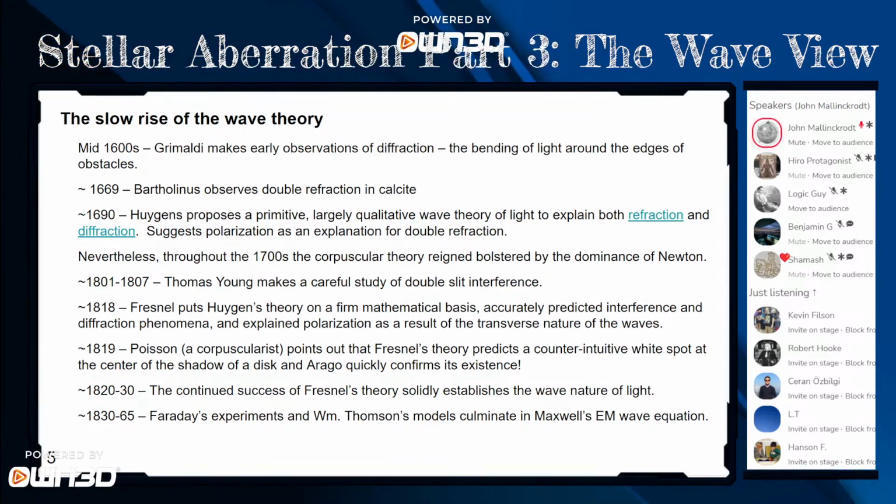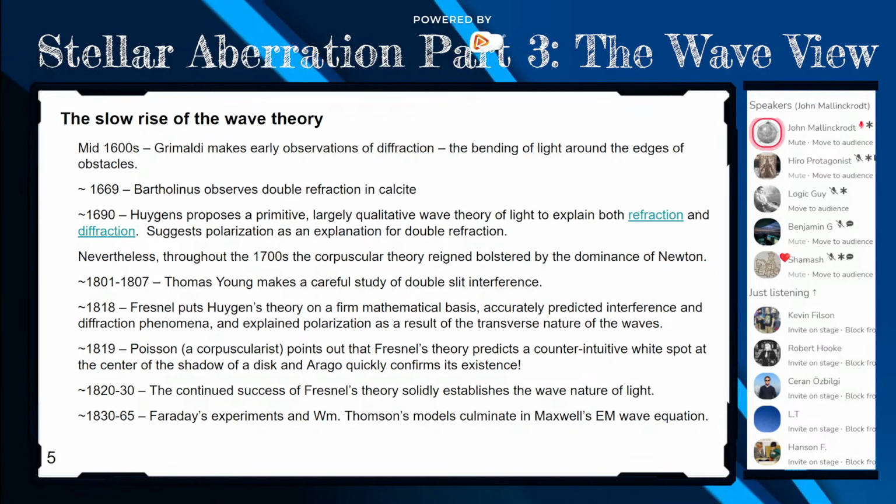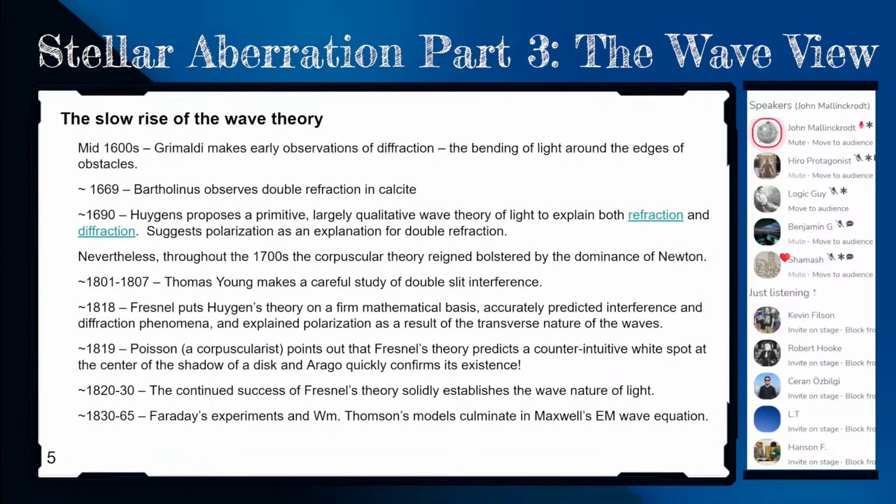Some 10 to 20 years later, some experiments in electricity and magnetism started suggesting a relationship between electricity and magnetism and light.